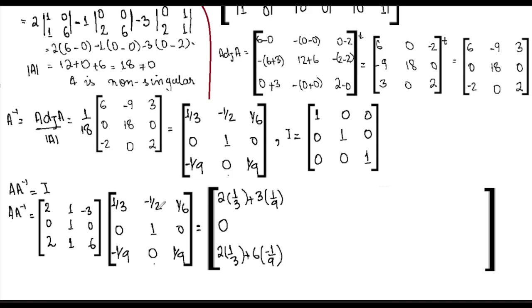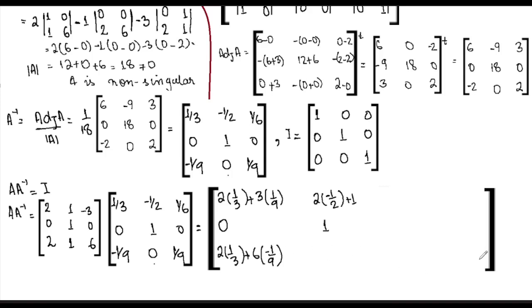So we have 2 into minus 1 by 2. Then we have 1 into 1, so plus 1 into 1, which gives us 1, so we are not going to write it. Then we have minus 3 into 0, so we have 0. Now for this entry, we are going to multiply the second row with the second column. So this is the second row and this is the second column. 0 into this entry is 0, 1 into 1 gives us 1, and then 0 into this entry is again 0.